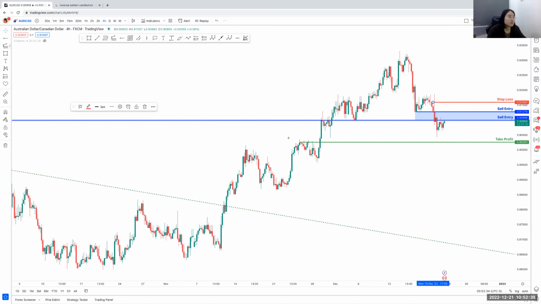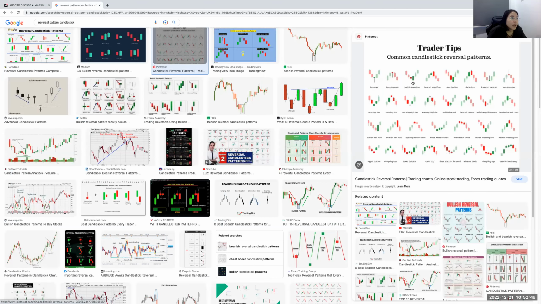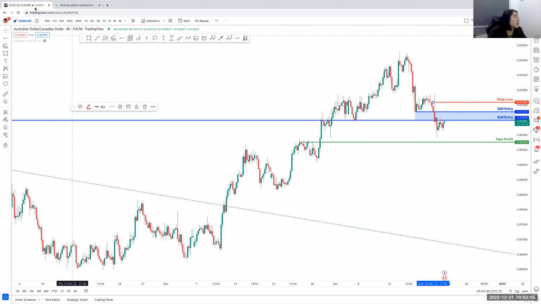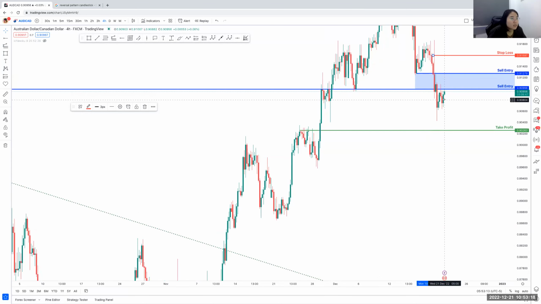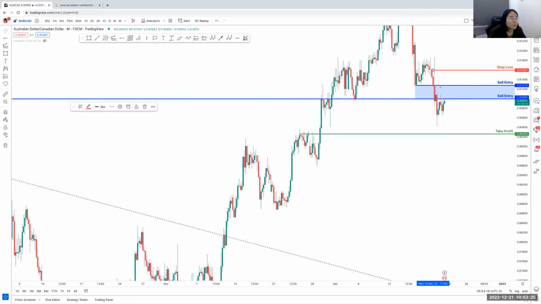So I was talking to you guys about reversal pattern candlesticks a while ago, and I do see price kind of forming a reversal pattern candlestick already. I want to say this one. It's kind of forming like a spinning bottom, which is a kind of reversal pattern candlestick or kind of uncertainty candlestick. So if this candle closes like this, I would think this area is a good entry for the sell.